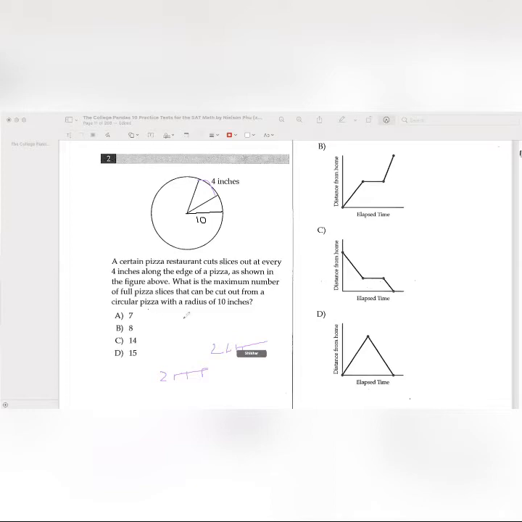Since you can use your calculator, you just put that in, and that's around 62 inches. So 62 divided by 4 is roughly 15. I think that's right.